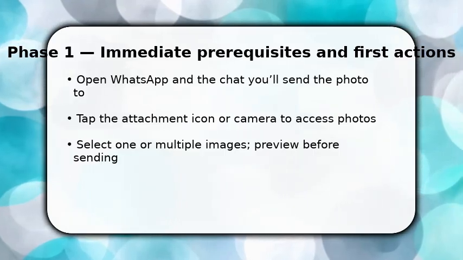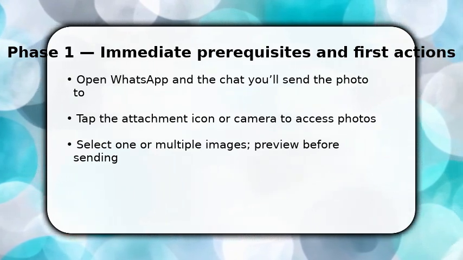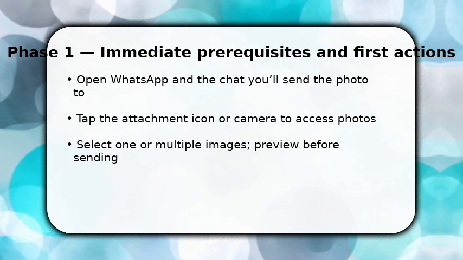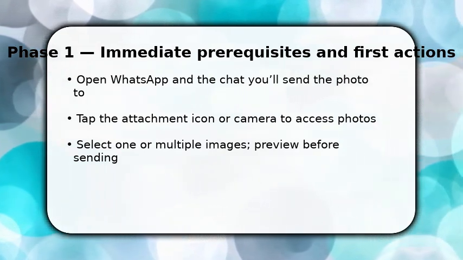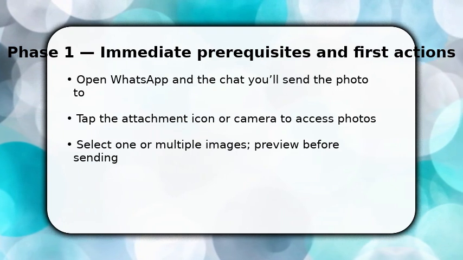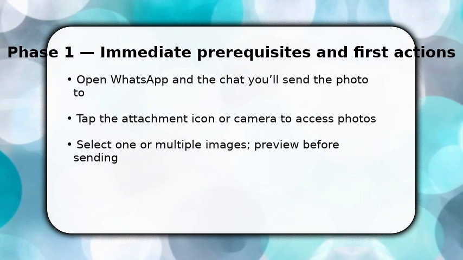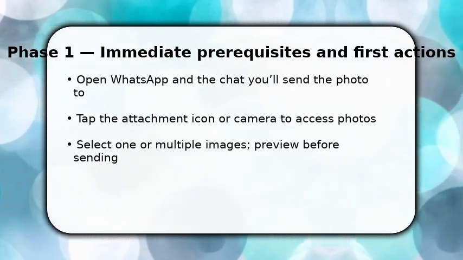You start by opening WhatsApp and navigating to the chat where the photo belongs. Once there, tap the paperclip or camera icon to open your phone's gallery. This is faster than switching apps. Choose the photo you want. You can pick multiple images by long pressing the first and tapping additional items.